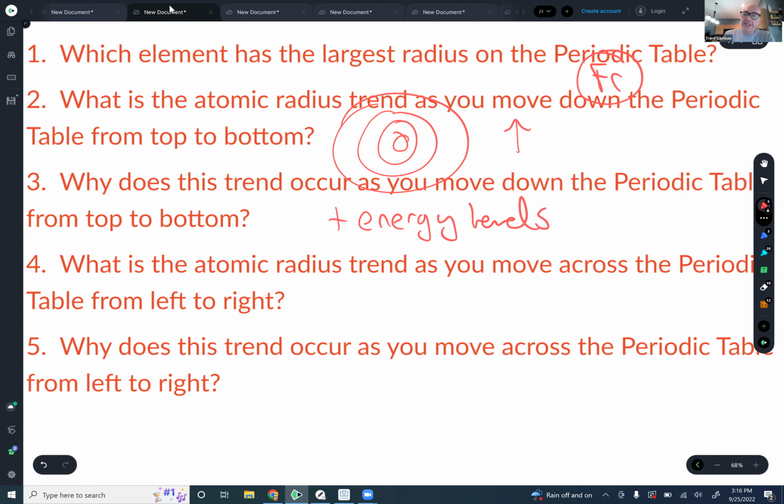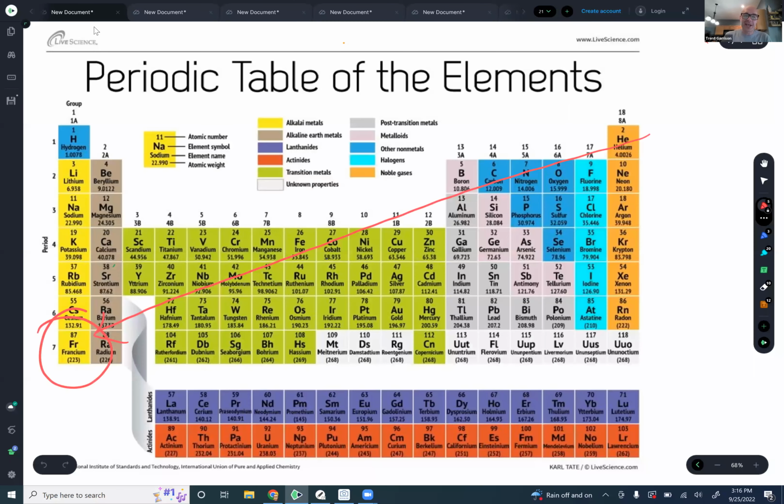All right, now why is the trend different as you move across? Because we're still increasing the number of electrons. However, the trend is opposite. It actually gets smaller. So to investigate this, we have to understand that going across the periodic table, there is no increase in the size of the energy level. But what's happening is there are more electrons that are being added.